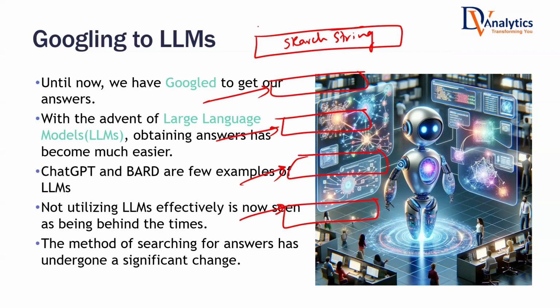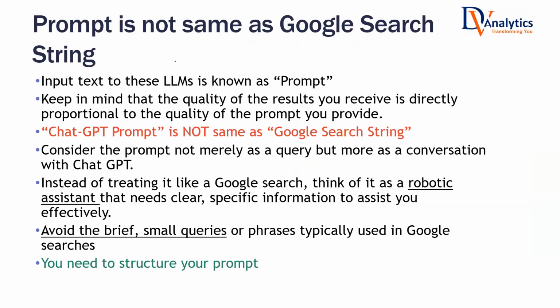Now, this method works very well when you're doing a Google search. But interacting with large language models is not the same as searching on Google. A large language model is not a search engine. A large language model is a generation engine. It is generating the next word one by one, one by one. So your prompt is not the same as your Google search string. The input to a large language model is known as a prompt, and a prompt inside a large language model like ChatGPT is not the same as a Google search string. This is one major point that you have to make a note of.